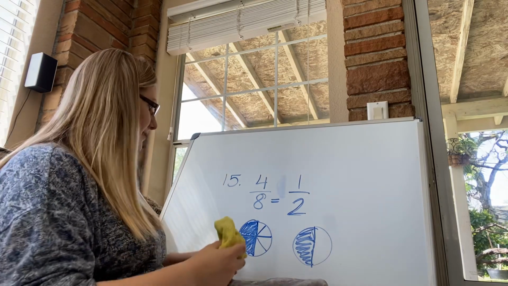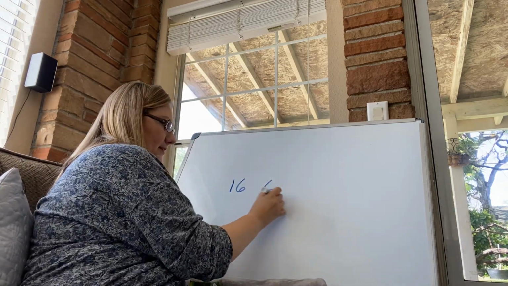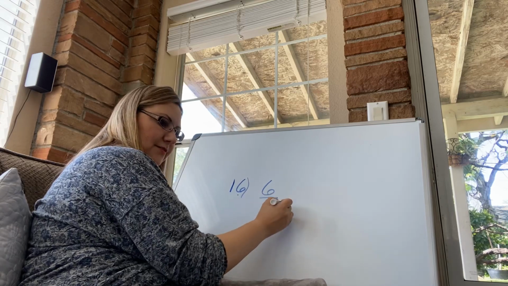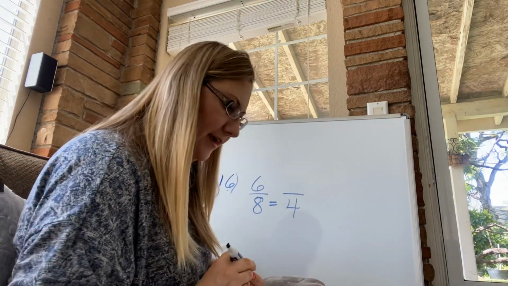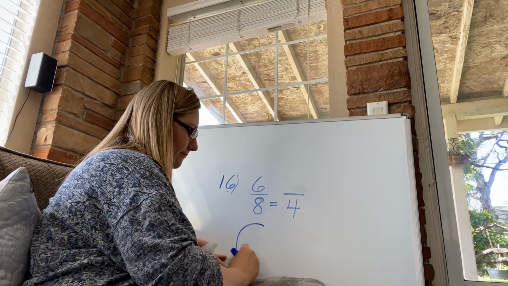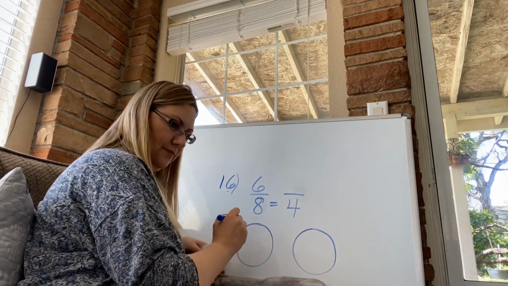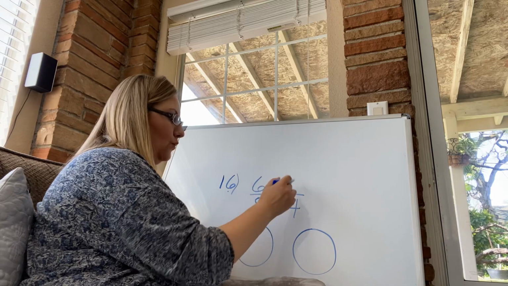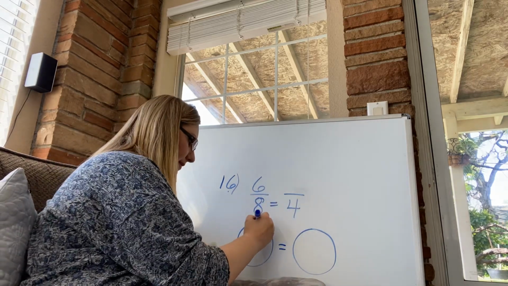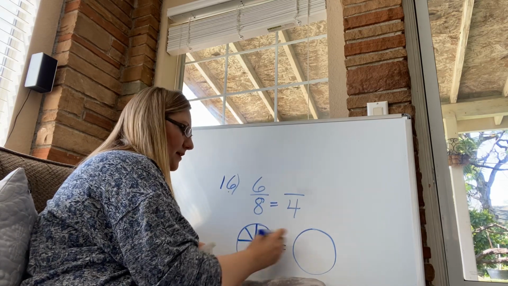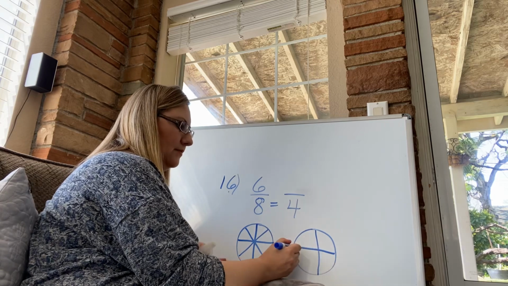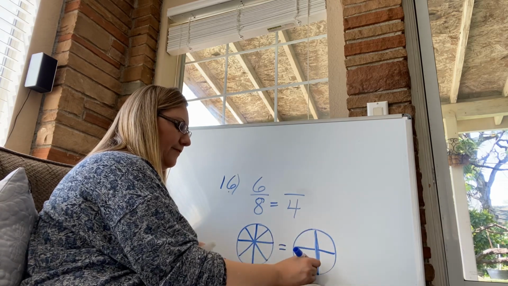And let's move on to number 16. Number 16 says 6/8 is how many fourths? Okay. All right, let's draw it. I should say 6/8 is equal to how many fourths? These two need to be perfectly equal. So let's divide this into 8. Let's divide this one into fourths. Oh, not exactly even, but let's try to fix that.